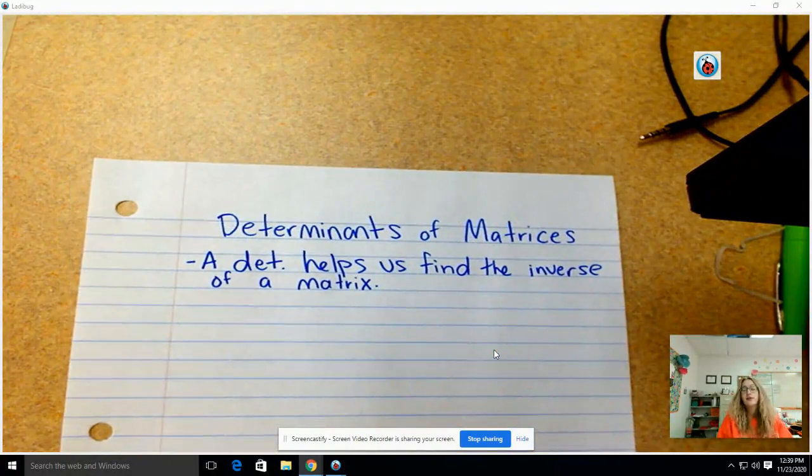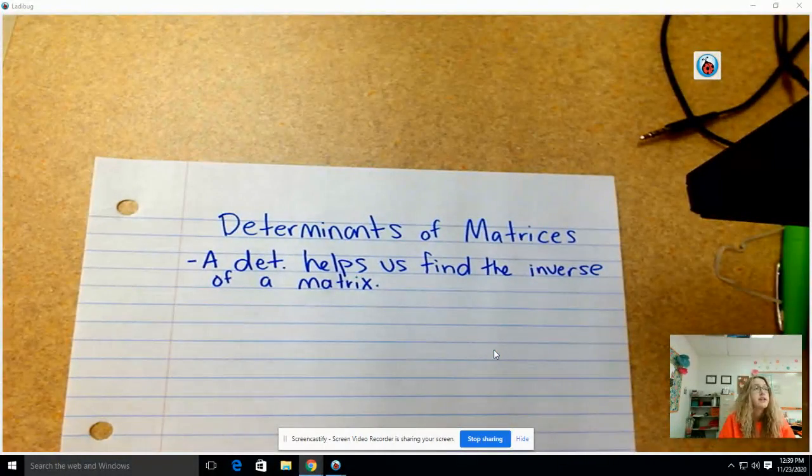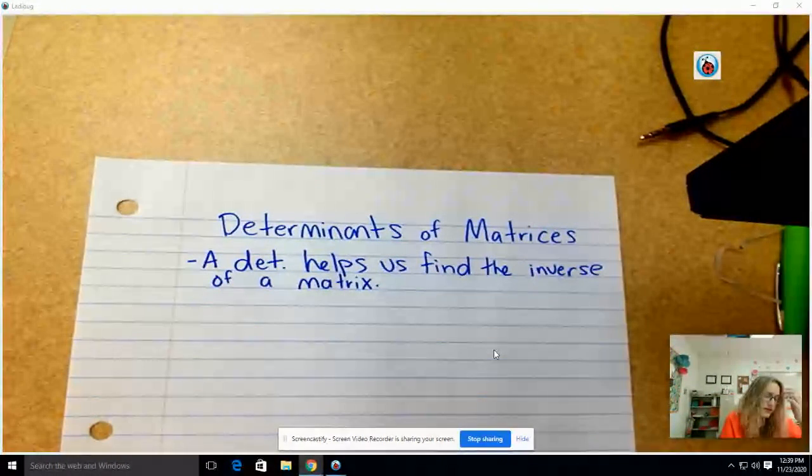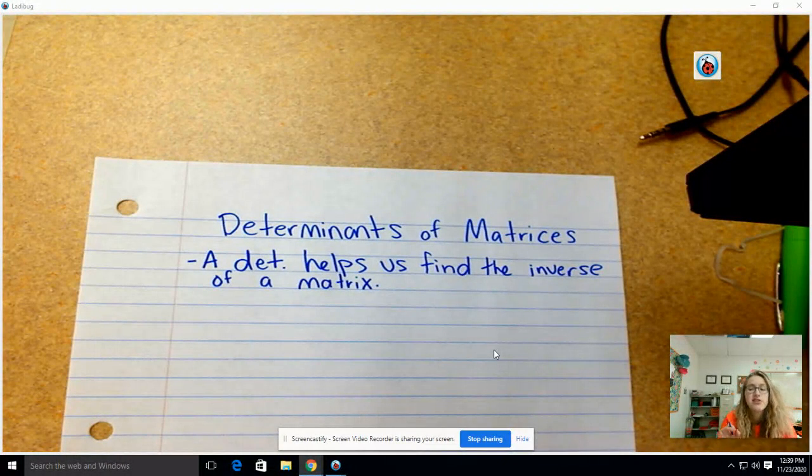So inverses are going to be our next learning target, but essentially it is two matrices that multiply together to give you the identity matrix, which you can think of as the matrix form of the number 1. But we'll talk more about that next week after break. So what we're trying to do is find the determinant of 2 by 2 matrices and 3 by 3 matrices.